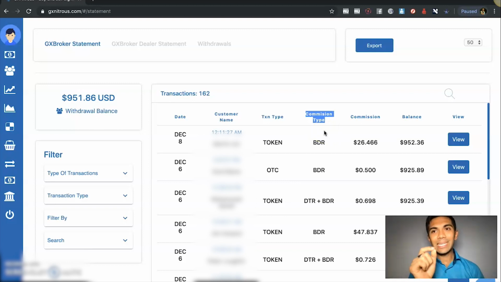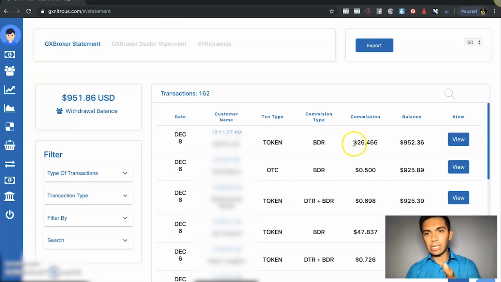BDR is broker dealer revenue. There are brokers, and then there are broker dealers, which is the other type of broker, which gives you an undiluted infinite compensation plan. That's the one that I've opted in for.